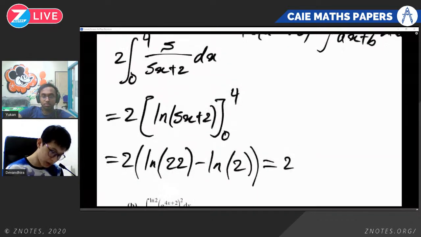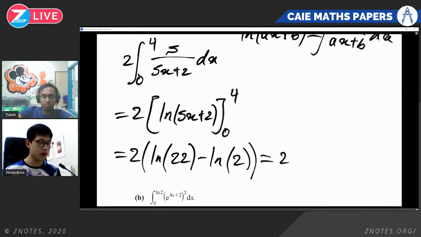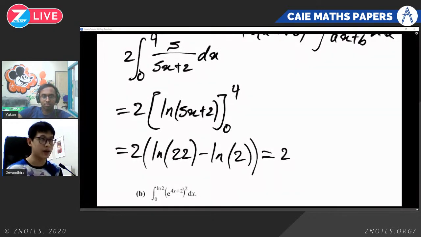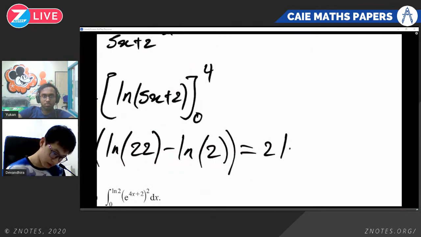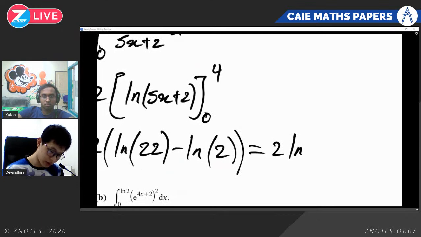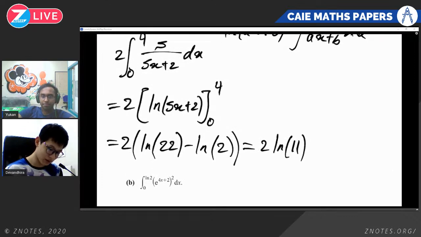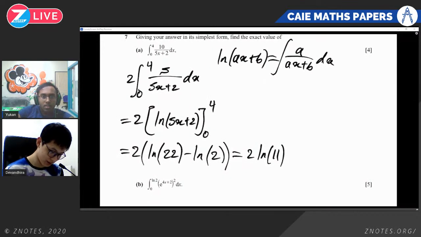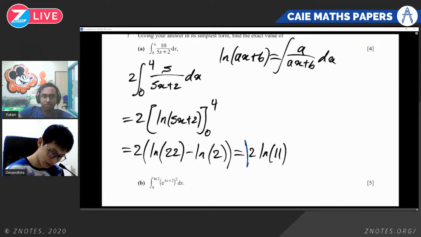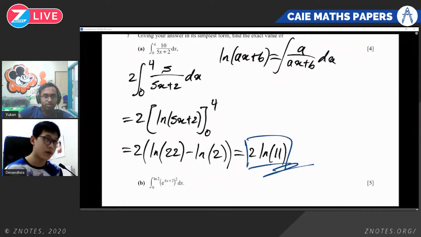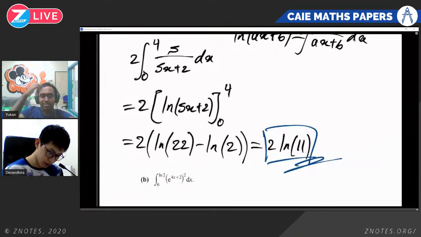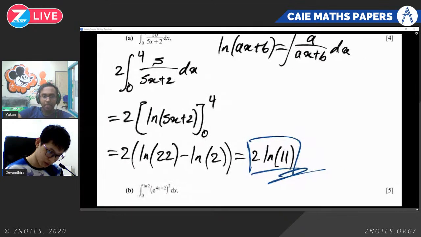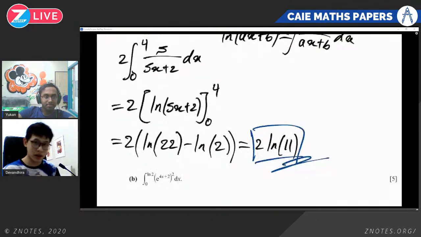And remember that in logarithms, when two logarithms are added, they multiply, but if they're subtracted, then they divide, correct? Mm-hmm. All right, so ln of 22 divided by 2, which is just ln 11, correct? Oh, yeah. Is this the final answer? Yeah, in its simplest form. You can also do ln 11 squared. Yeah, but this is also fine.